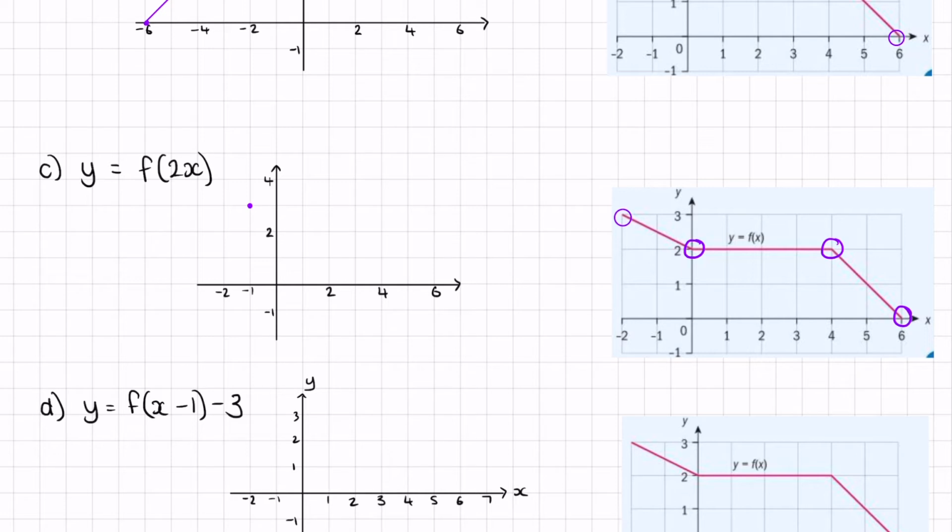0, 2. Happening twice as fast, it's still going to stay at 0 because half of 0 is still 0. Now the next point at 4, 2. It's still going to be at 2, but it's going to happen twice as fast, so the 4 is going to move into 2, so it's going to be at 2, 2. And 6, 0, the y value stays as 0, but it's happening twice as fast, so that will now be at 3. And then we join our dots.